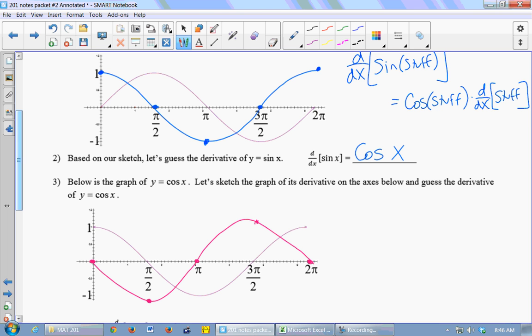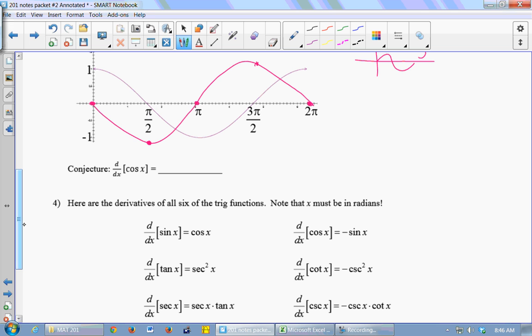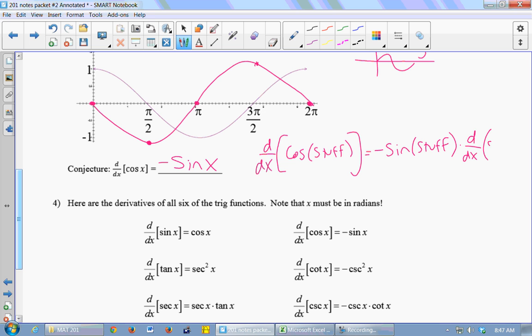Because the sine function looks like this, right? So this is the sine function reflected over the x-axis. So it's the negative sine of x. d dx of cosine x is negative sine x. Which means that if I want to take d dx of the cosine of some stuff, how do I do that? Negative sine of the stuff times the derivative of the stuff.